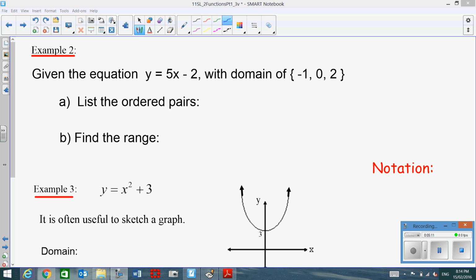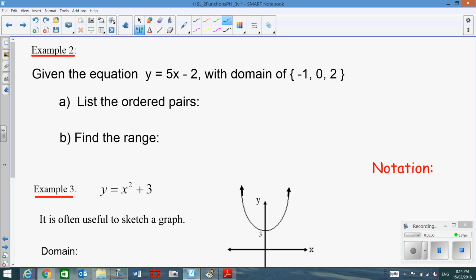All right, so coming back to our class examples, you'll notice that in example 2, we're given an equation, y equals 5x minus 2, and you're given the domain of -1, 0, and 2. So if I want to list ordered pairs, -1, 0, and 2 are already the x values. So I know that -1 will be substituted into my function, 0 will be substituted into my function, and 2 will be substituted into my function.